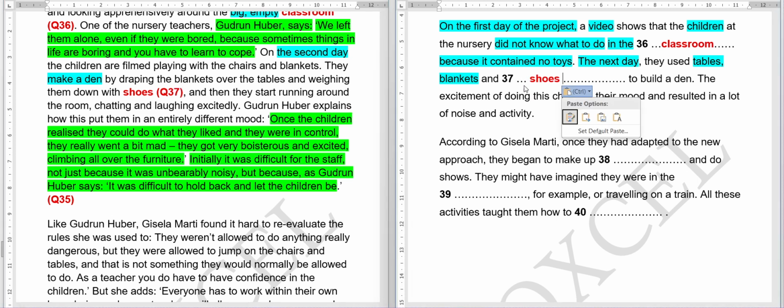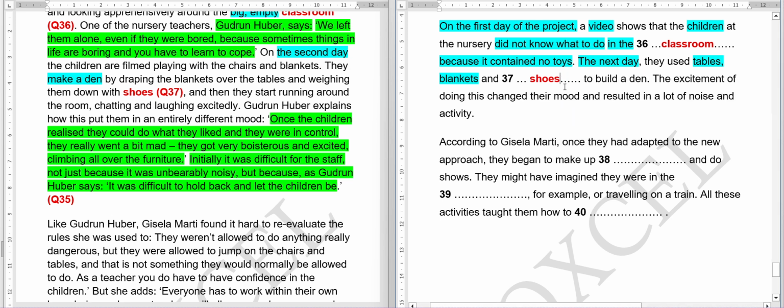So it was a bit tricky question. I will not say that it was too difficult, but it was a bit tricky. Why? Okay, some of you might have said chairs. Why? Because you must have read blankets, blankets, chairs. So tables have been written, blankets have been written, tables and blankets. These words have been written. So what's left? Chairs. But no.